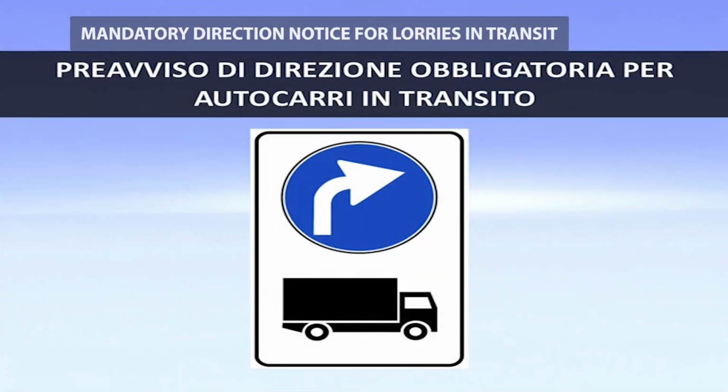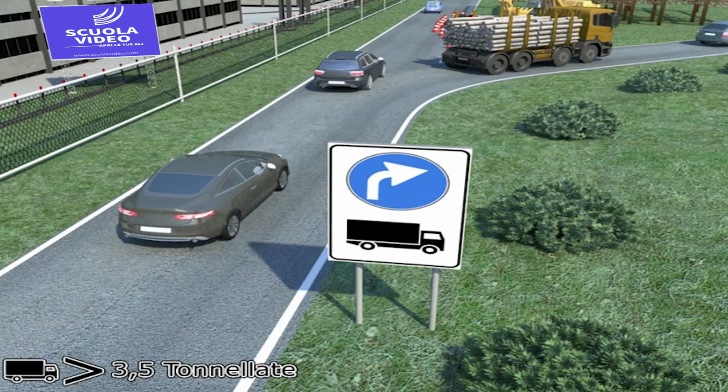Preavviso di direzione obbligatoria per autocarri in transito. Mandatory direction notice for lorries in transit. This signal heralds a mandatory right turn for trucks with a mass over 3.5 tons. Therefore, it is forbidden for the vehicles represented in the sign itself to continue straight or turn left.